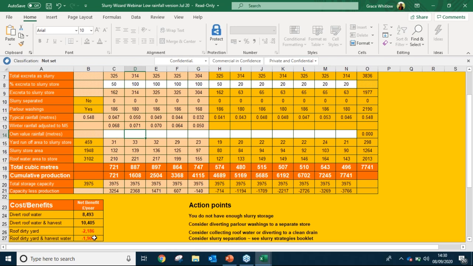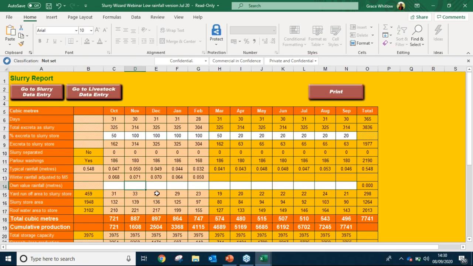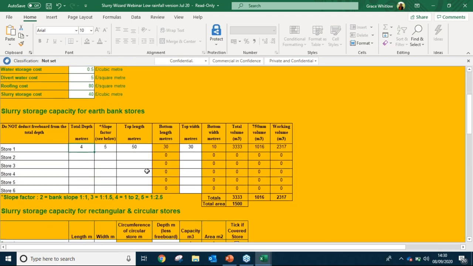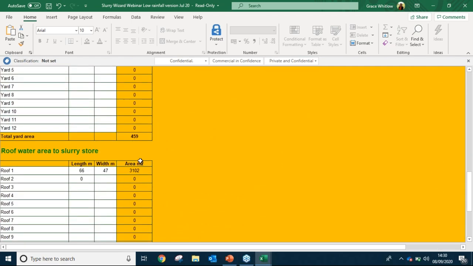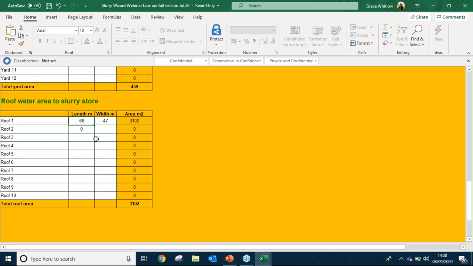As far as the roofing the dirty yard goes, the financial aspect of it is even more questionable, because of course there's not so much rainfall to counter it. So we've still got a problem here. We've not got enough storage, and the easy win again is the roofing of the slurry, the cubicle shed, roofing of the cubicle shed.